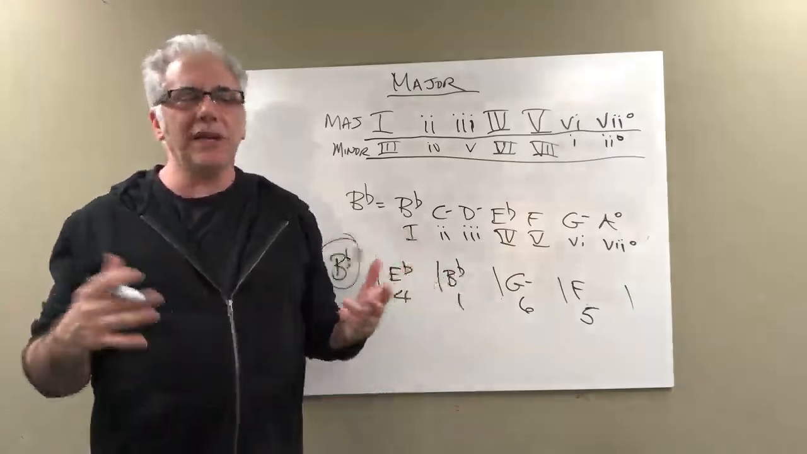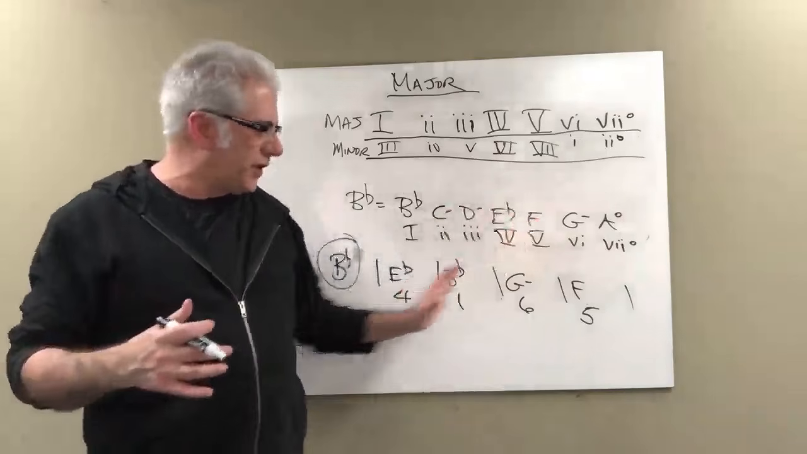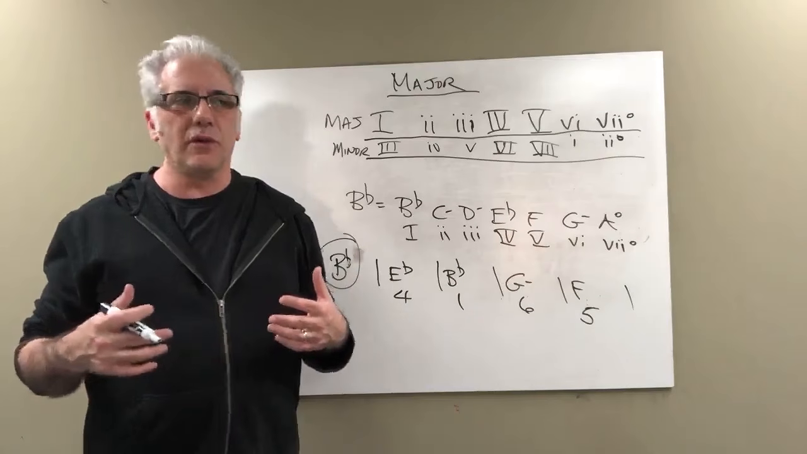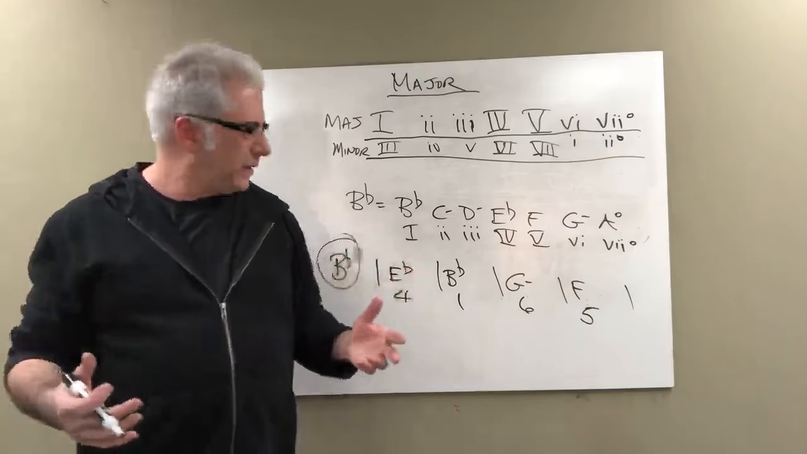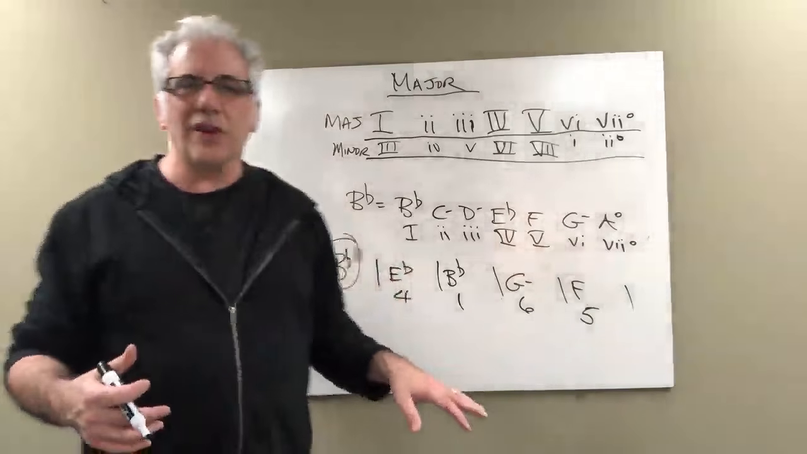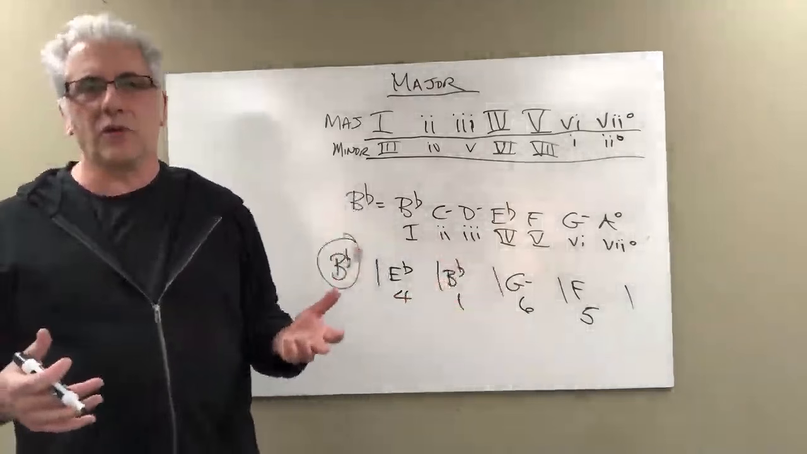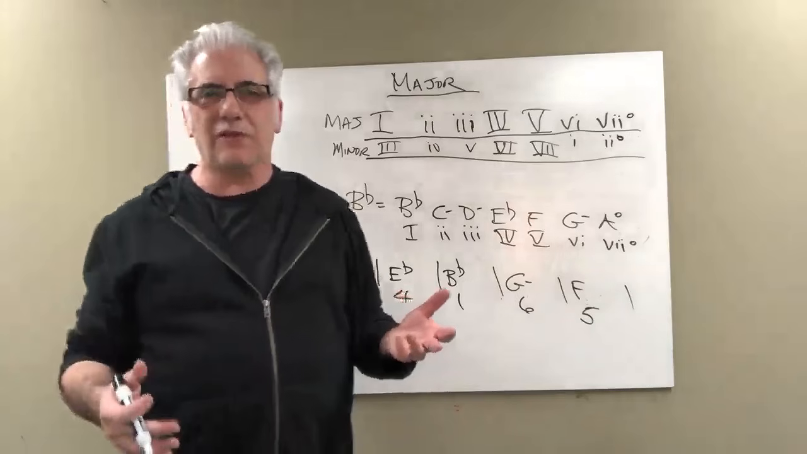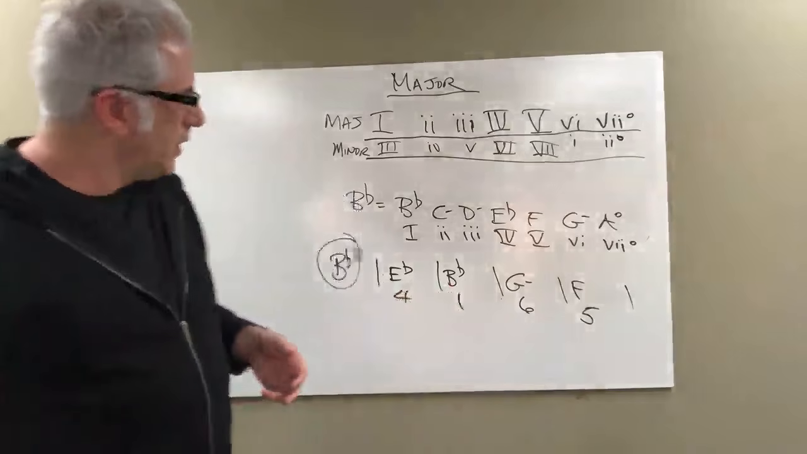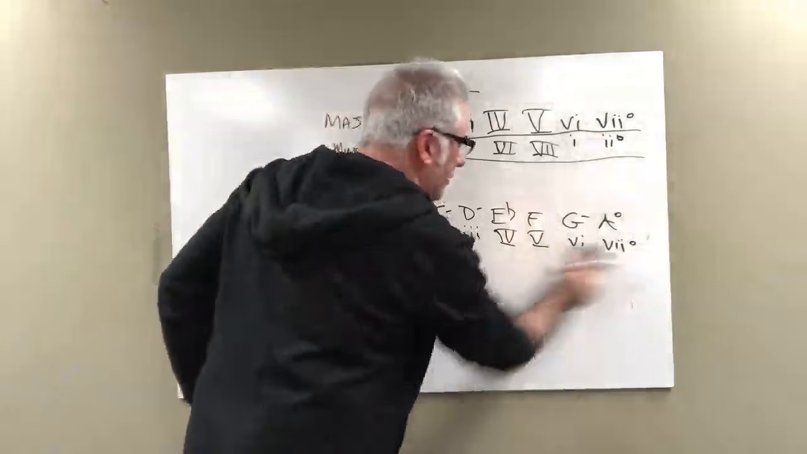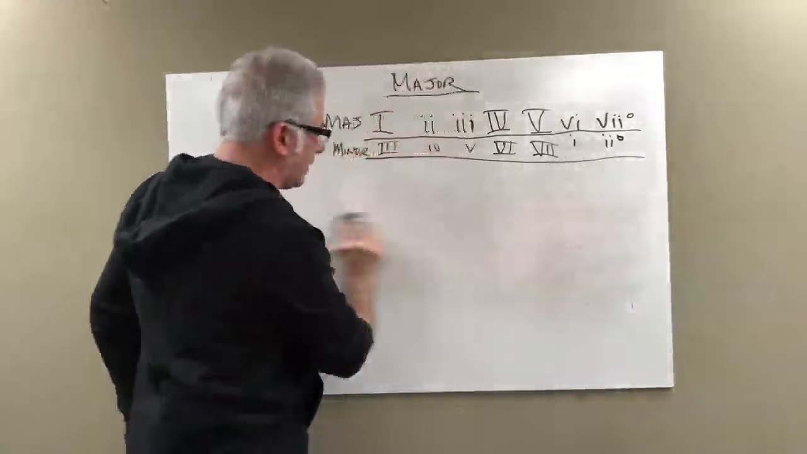Well, once you know what the keys are and you know what the Roman numerals are, the numbering system, you can just transpose. If you're in the key of C, what is 4, 1, 6, 5 in the key of C? Well, F is the 4 chord, C is the 1 chord, A minor is the 6 chord, G major is the 5 chord. So once again, this is just memorizing. So these are major and minor keys.